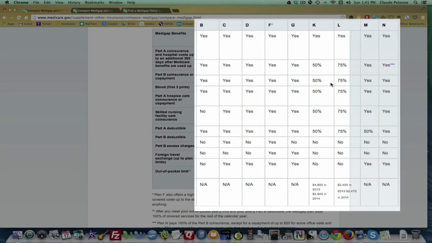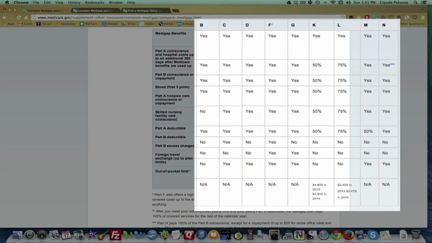Blood. They all pay for 3 pints of blood, with plans K and L with their 50% co-insurance, 75% coverage. Hospice care. They all pay for hospice care. So that's pretty uniform, B through N.